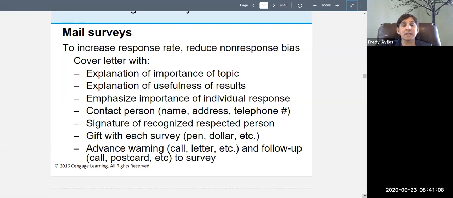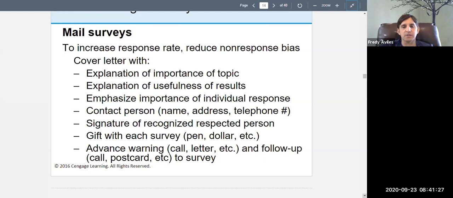It's good to include a cover letter with your survey. A cover letter is a letter that explains the importance of the topic, why the results are useful, why every survey matters, every individual response matters. It's like every vote matters, okay? You emphasize something like that. Every response matters.